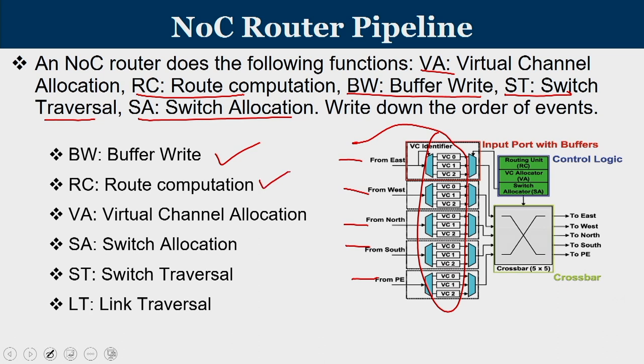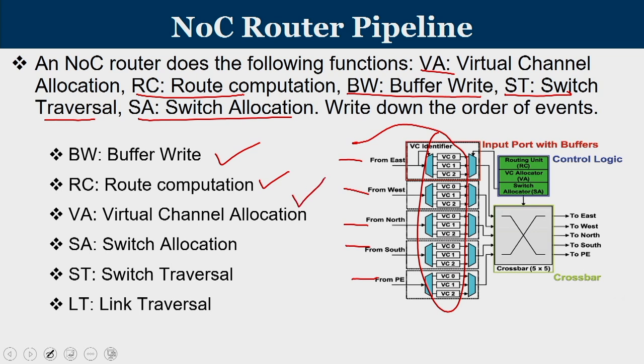Once route computation is over, the very next process is flow control, the process by which you reserve a buffer in the downstream channel. Let us say a packet gets east as the output, then in the east neighbor, I have to reserve a buffer for this packet. And that reservation is known as virtual channel allocation.